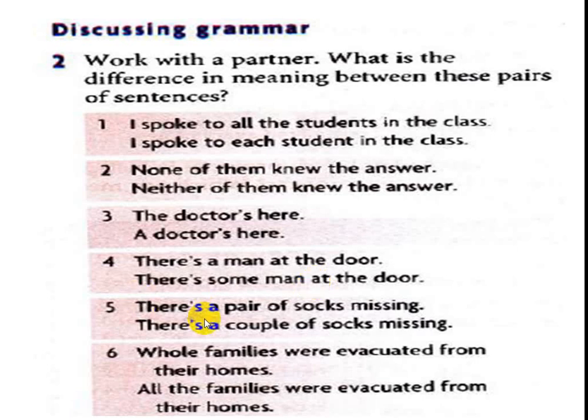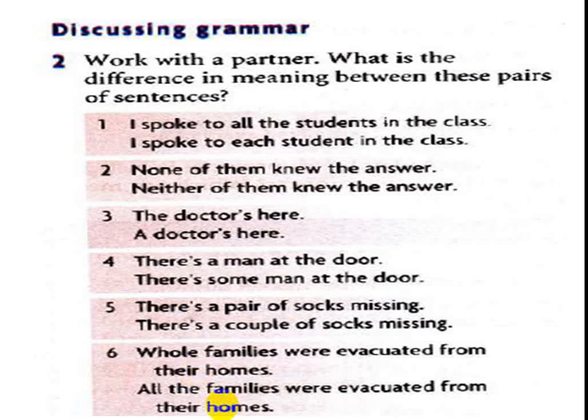Number five: there is a pair of socks missing, and there is a couple of socks missing. A pair of socks missing means two matching socks. And a couple of socks missing means two socks that do not match. So the first one means two matching socks, and the second one means two socks that do not match.